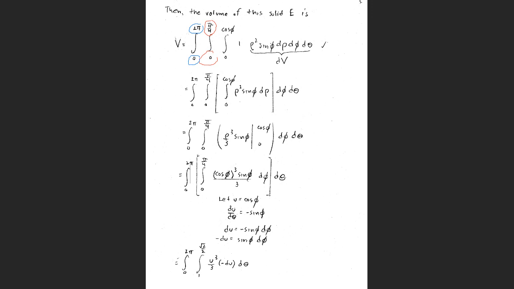And of course it's volume. So for volume, we have a 1 here. This 1 is there because we're computing a volume. A volume always has a 1 there. And then, of course, this part here is your dV. Are there any questions on that?